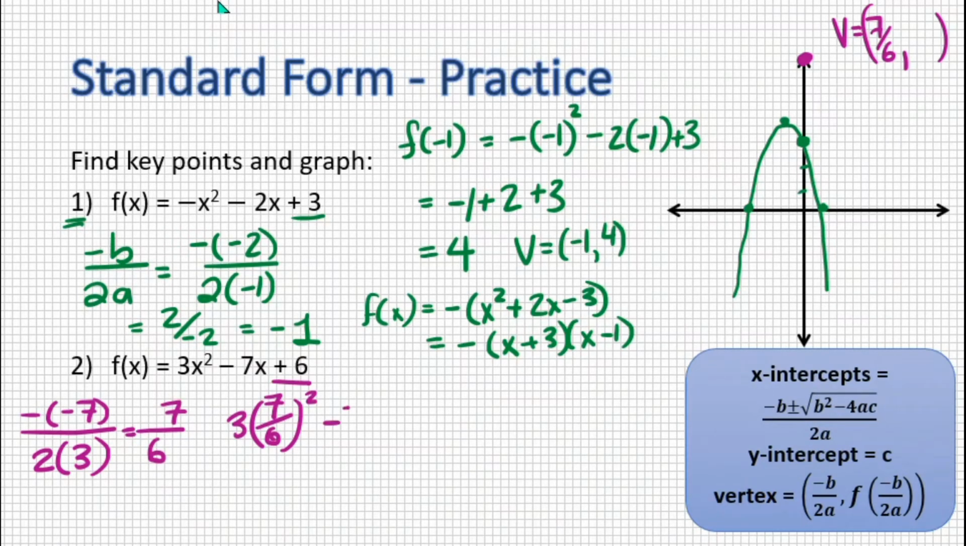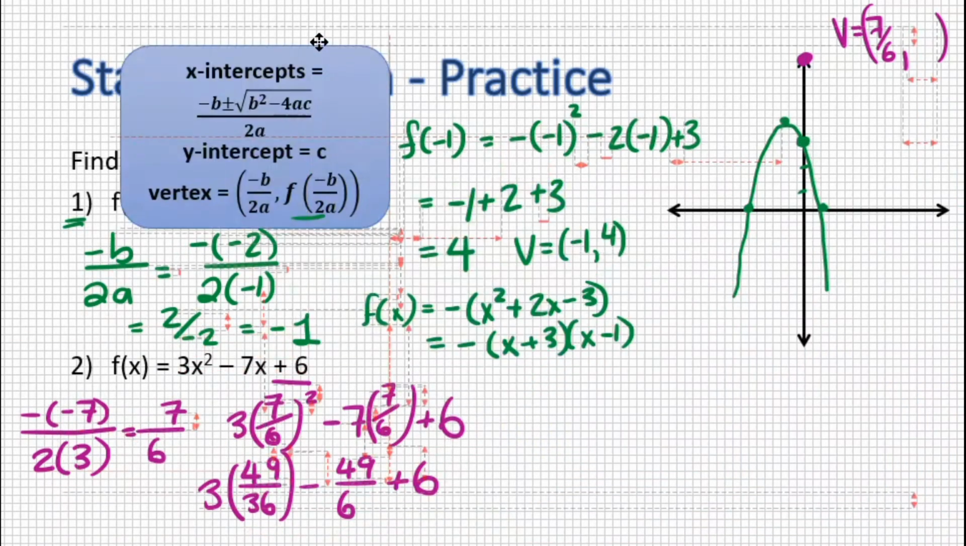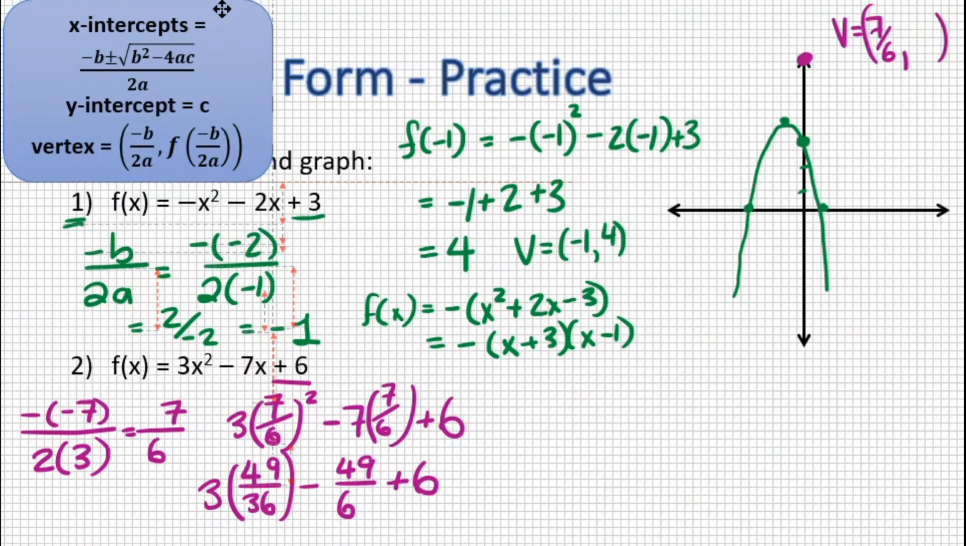3 times (7/6) squared minus 7 over 6 plus 6. And I'm going to stay in fractions just to do it. So we're going to square first. So 3 times 49 over 36, 7 squared over 6 squared, minus 49 over 6 plus 6. In anticipation of needing the space, I'm once again going to move my cheat sheet out of the way. Put it up in the corner.